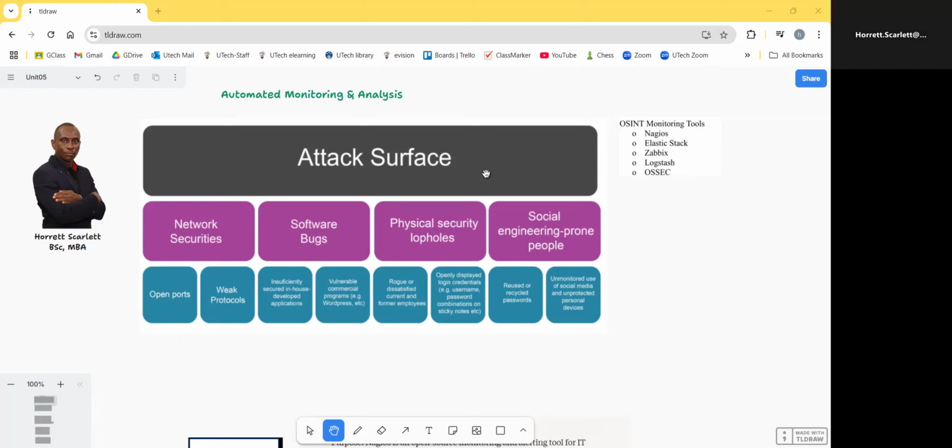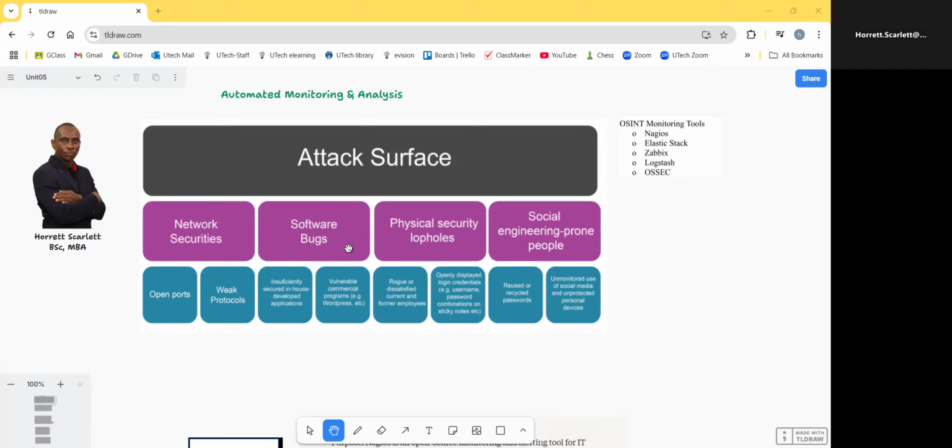So looking at our attack surface, there are things that impact the network. There are things that arise out of the software. There are things that we have to contend with from a physical standpoint. And also there are things that we need to look at from a social engineering aspect. For the network security, we mentioned open ports, but then there are also some weak protocols which need to be strengthened or need to be avoided. So that's something that we need to be aware of.